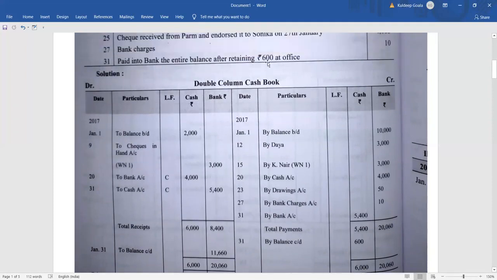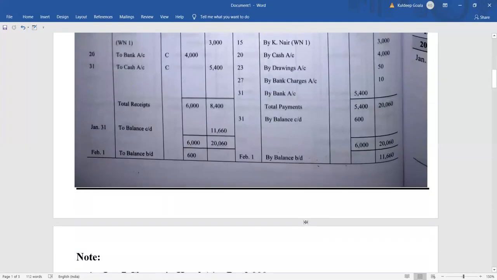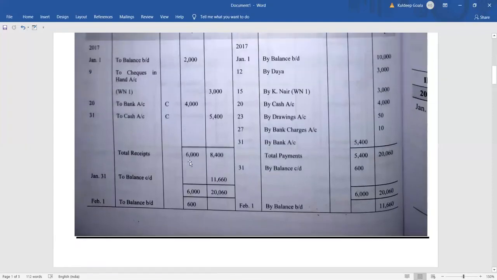After keeping 600, whatever money is left. So if I have 600 rupees, right? Sorry, 6,000 rupees. If I have 6,000 rupees and I keep 600 rupees from that, how much is left? 5,400. That will be deposited in the bank.